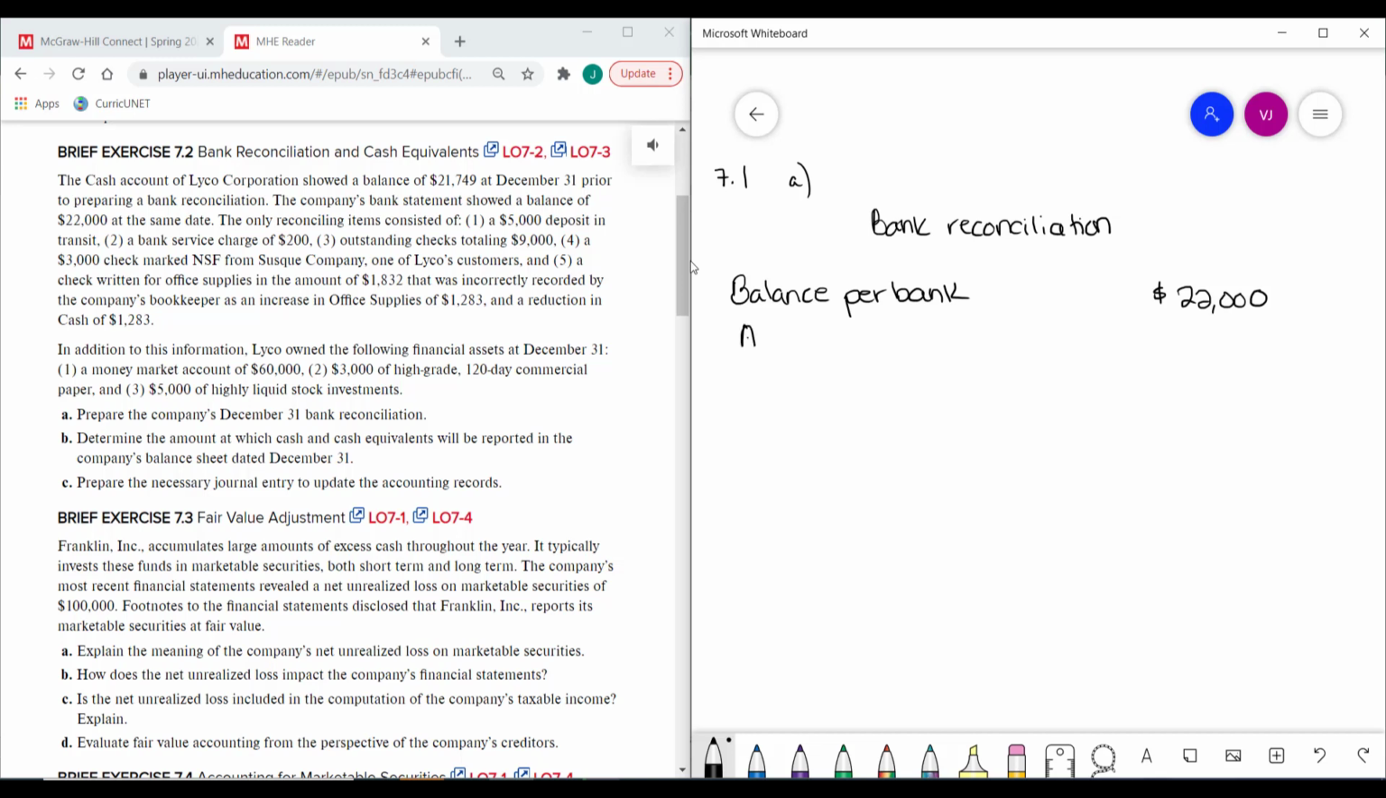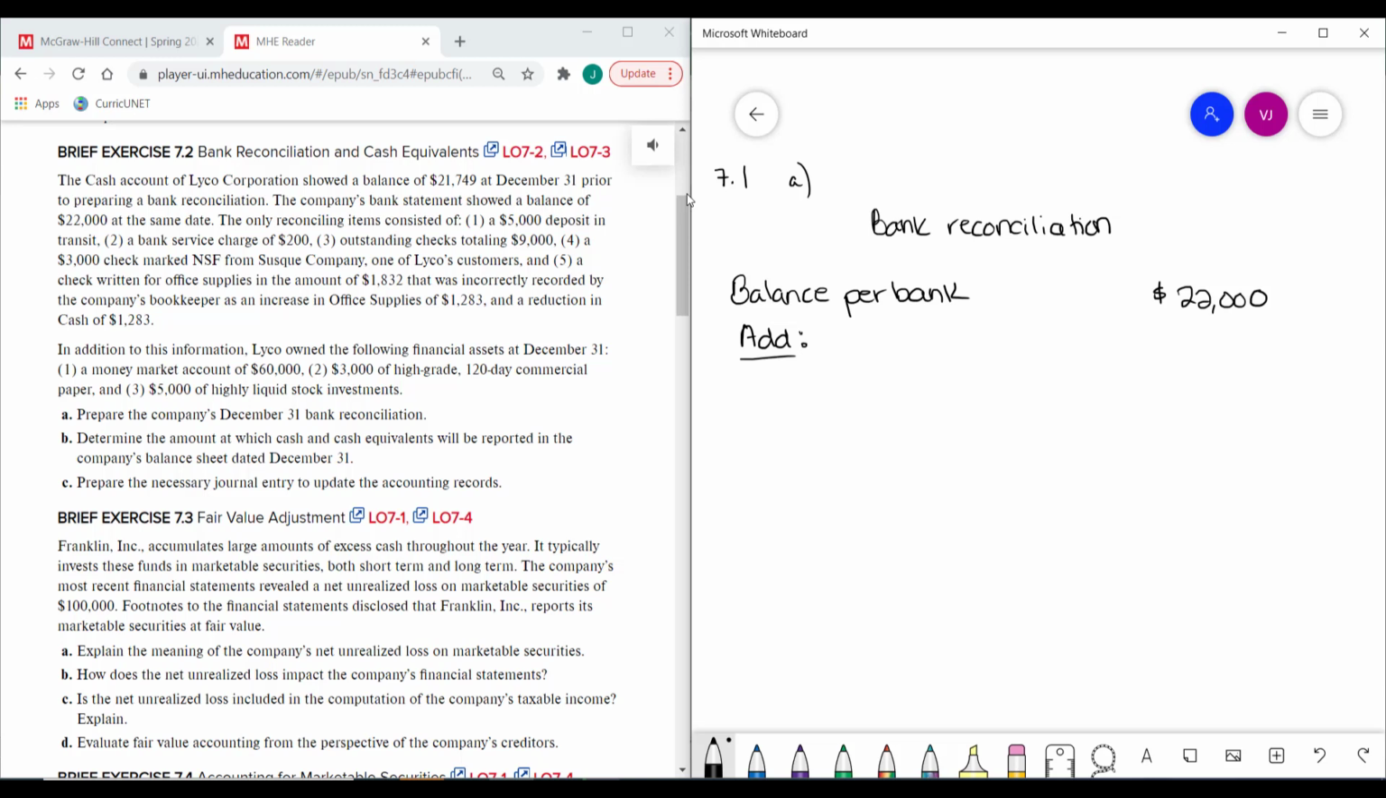So the first thing we want to do is ask, is there anything we need to add to the balance per the bank? So we want to look at this list and ask ourselves, is there anything that the bank isn't aware of yet that will cause our checking account balance to increase? Is there anything that the bank isn't quite yet aware of? Well, if we look at that first reconciling item, it says a $5,000 deposit in transit exists. So what does that mean?